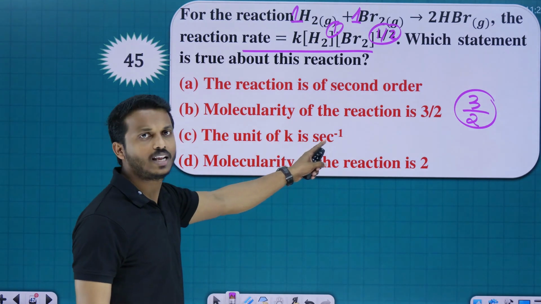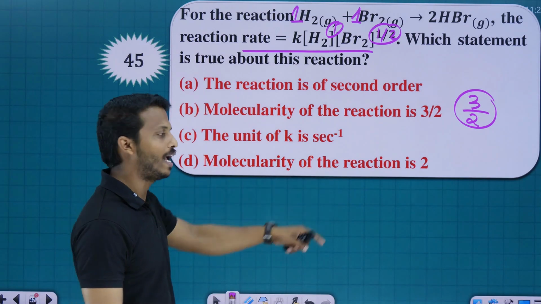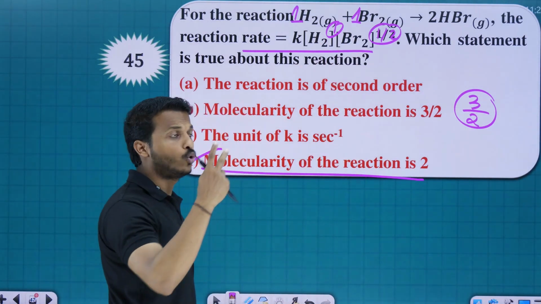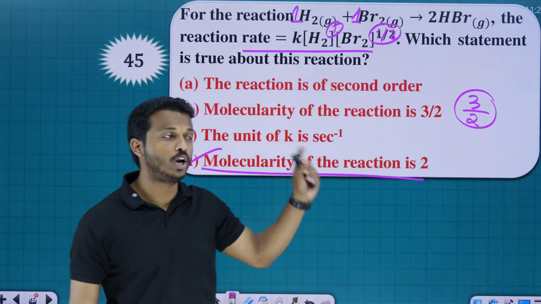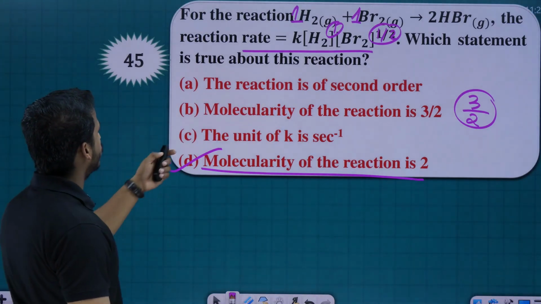Unit of k is second inverse. Second inverse is first order, right? No, it's 3 by 2. Molecularity of the reaction is 2. Yes. Molecularity is what? 1 plus 1, 2. And order is what? 3 by 2. Molecularity is the number of reactants, so it is 2. Which is true, right? Yeah.